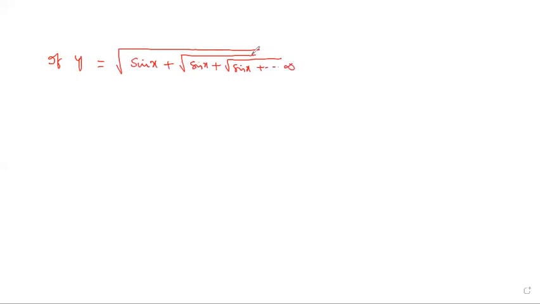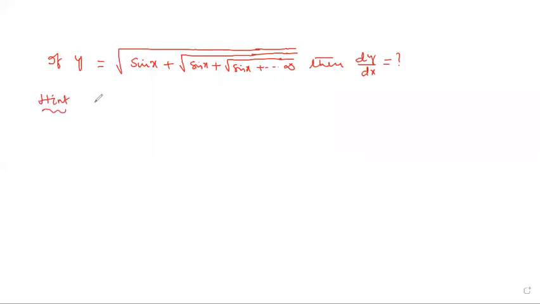Everyone see, if y is equal to root over sin x plus root over sin x plus root over sin x up to infinite terms, then what is dy by dx? First, how can you replace the root?